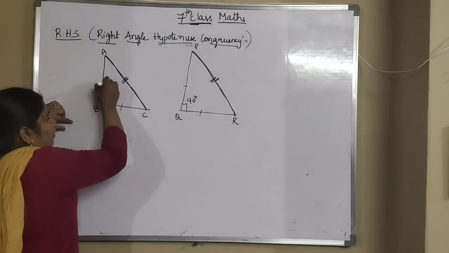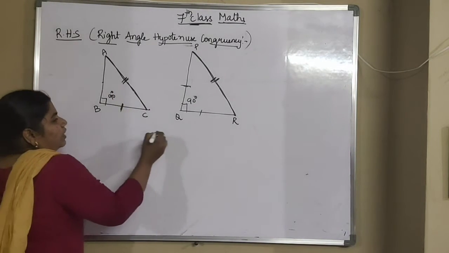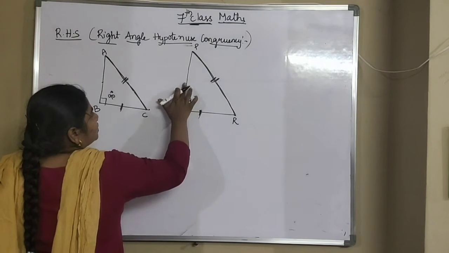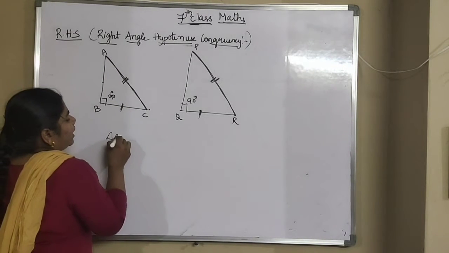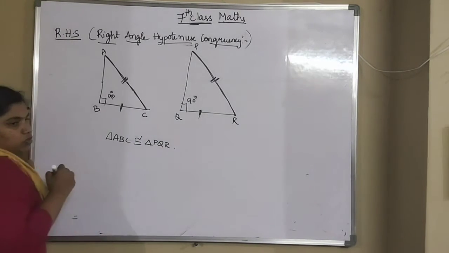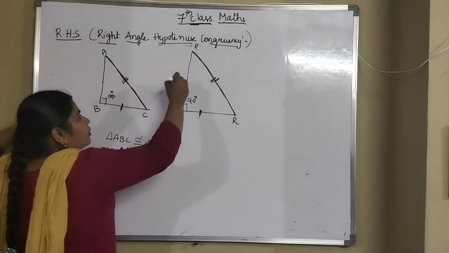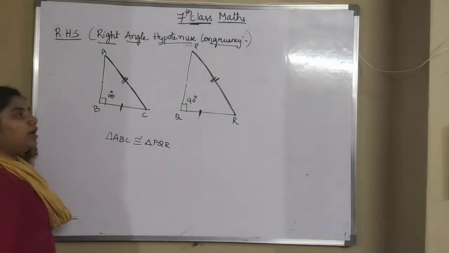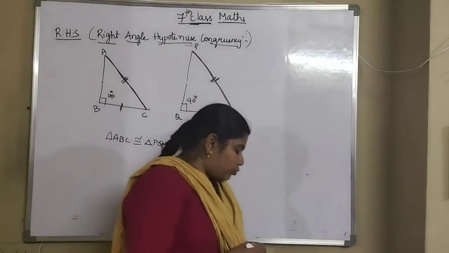If it is equal here, in this case it will be equal, or if they have given this side, in this also it should be equal. So this is called right angle hypotenuse side. When this holds, then only we can tell that triangle ABC is congruent to triangle PQR. So what is the important thing? Compulsorily the hypotenuse side should be equal and they can give any one of the sides of the corresponding triangle. So this is called RHS. On this we are going to solve the exercise problems now.